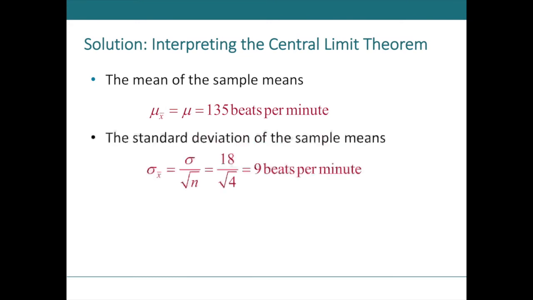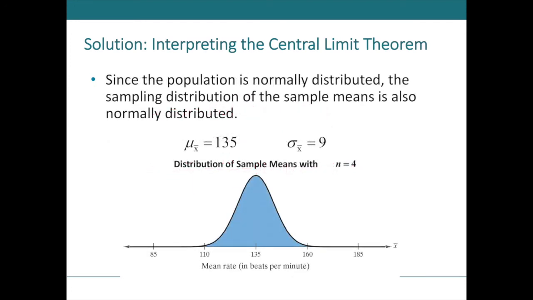Okay, so the mean did not change, as always. Standard deviation, yeah, got a little bit smaller. Not by much. N's only 4 here, and the square root of 4 is 2. So now we're down to 9 BPM, I guess you could say, beats per minute. A little bit tighter than before, but not hugely so. So we have sigma sub x bar of 9. Was 18, now it's 9. But these are sample means with n equals 4.